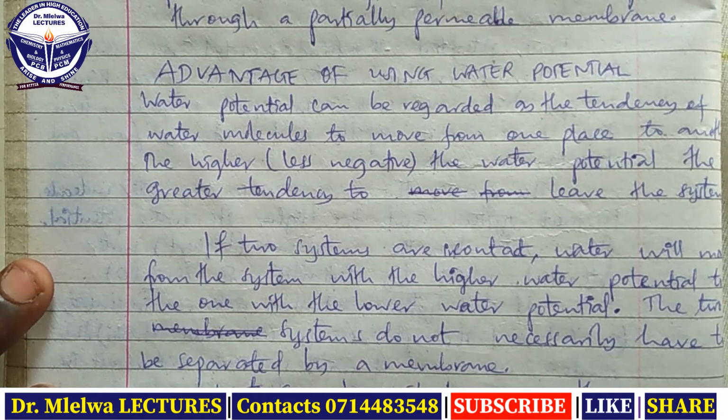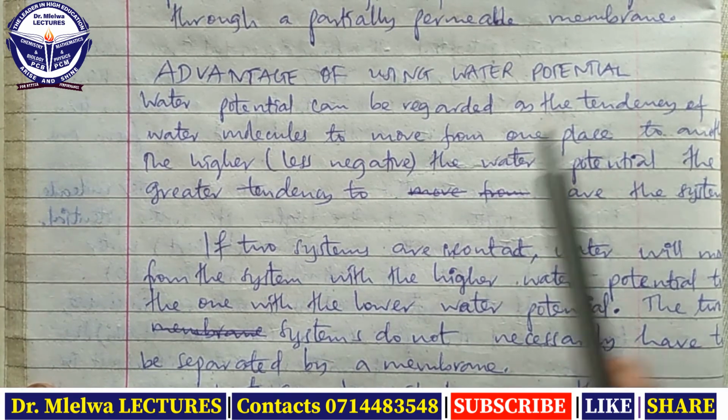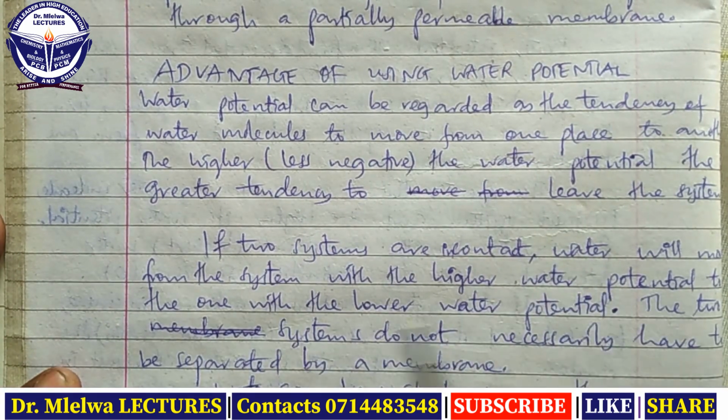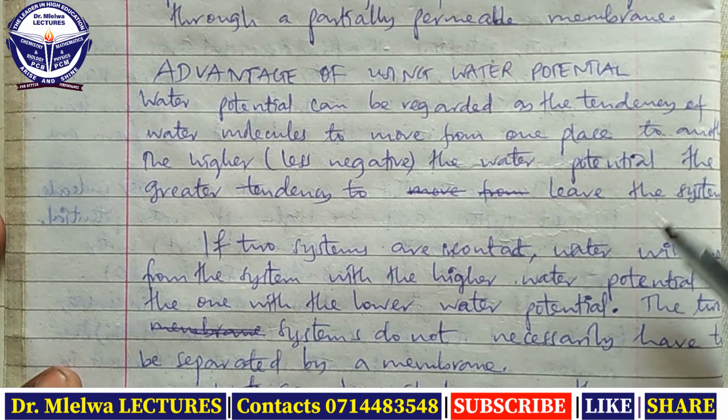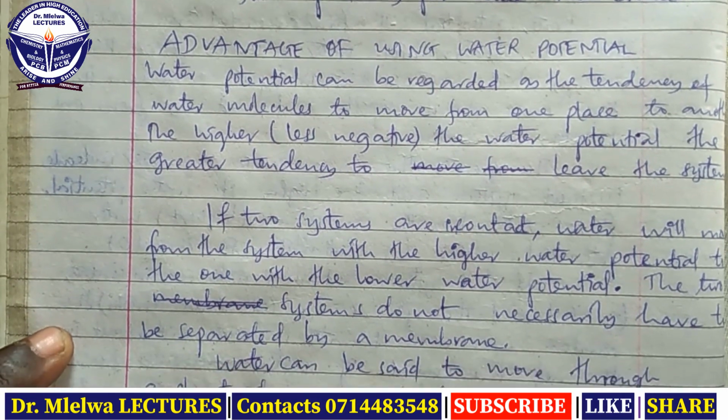And as we said, water potential is mainly affected by the addition of impurities, which normally are called the solutes of a solution. If two systems are in contact, water will move from the system with a higher water potential to the one with the lower water potential. The two systems do not necessarily have to be separated by a membrane.